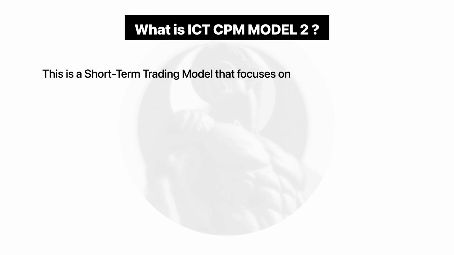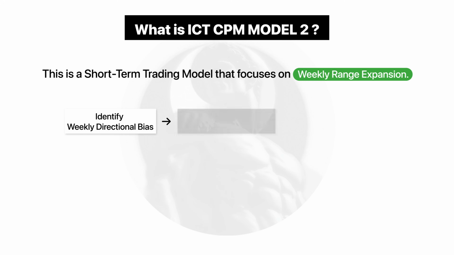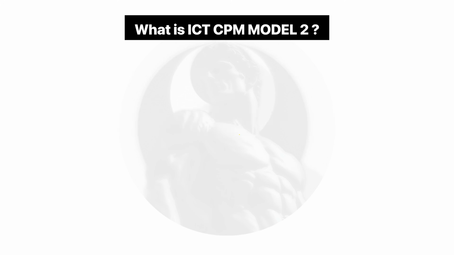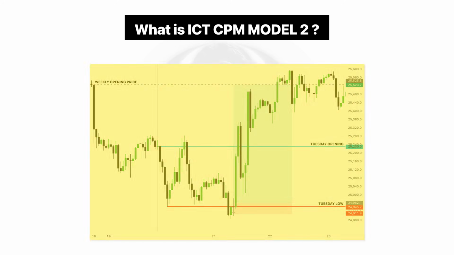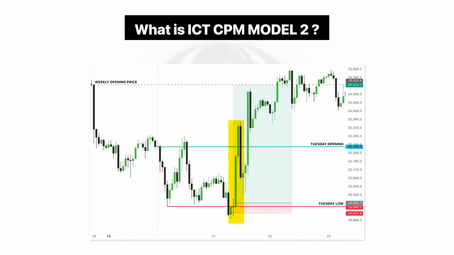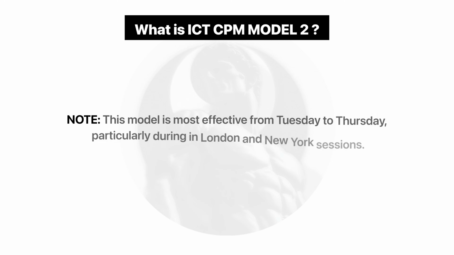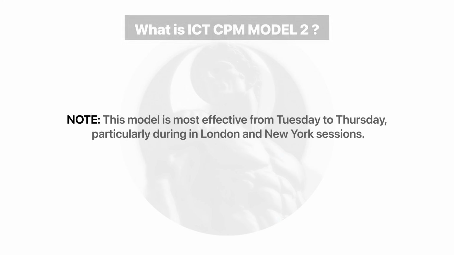This is a short-term trading model that focuses on weekly range expansion. The goal of this model is to identify the weekly directional bias, allow price to manipulate early in the week, and then trade expansion towards liquidity later in the week. Our role as a trader is to align with market structure, liquidity, and time-based price behavior. This model is most effective from Tuesday to Thursday, particularly during London and New York session.